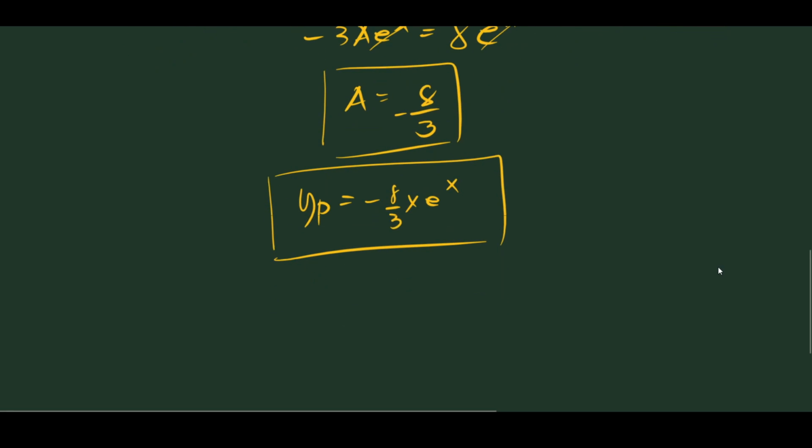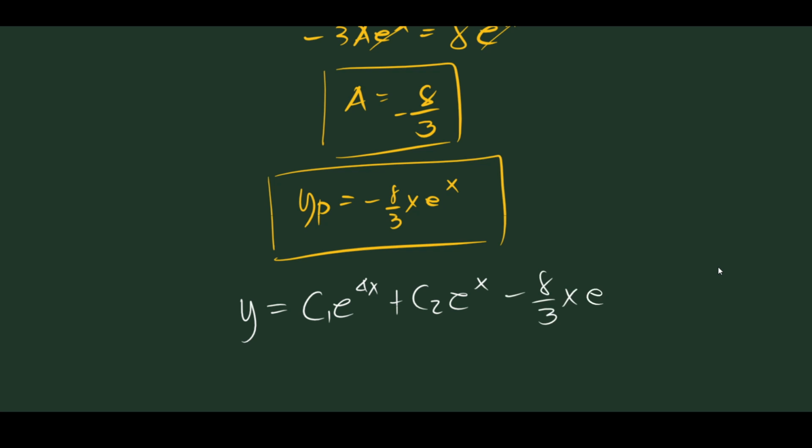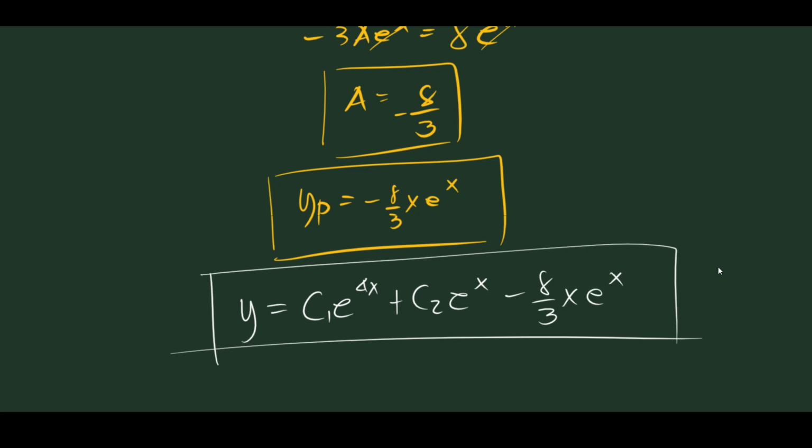So what is now our general solution? Our general solution is therefore y is equal to c1 e raised to 4x plus c2 e raised to x minus 8 over 3 x e raised to x. Okay, this is now our final answer. Let's take a look at another example in the next video. See you in the next video.